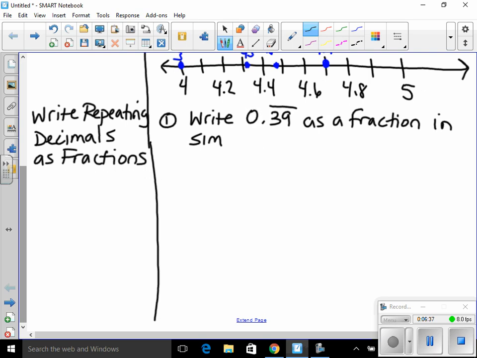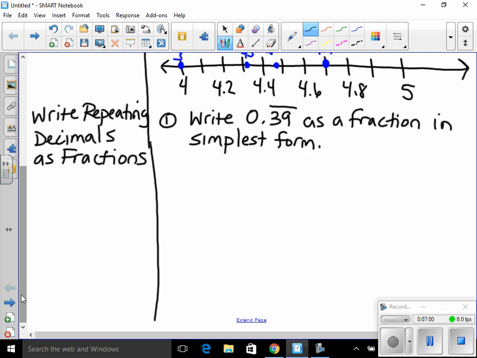For every part of this course from here on out, even if it doesn't say in simplest form, it means you must reduce your fractions. You cannot leave a fraction in a non-reduced form and get credit for it. All right, so when you go to do this, you see 2 decimal places, and normally you would put that over 100 because that's tenths and hundredths place, right? But when you have that repeating line, it doesn't work that way.